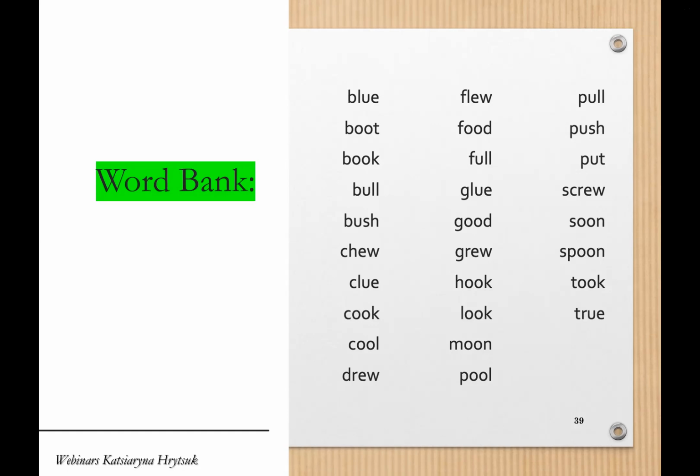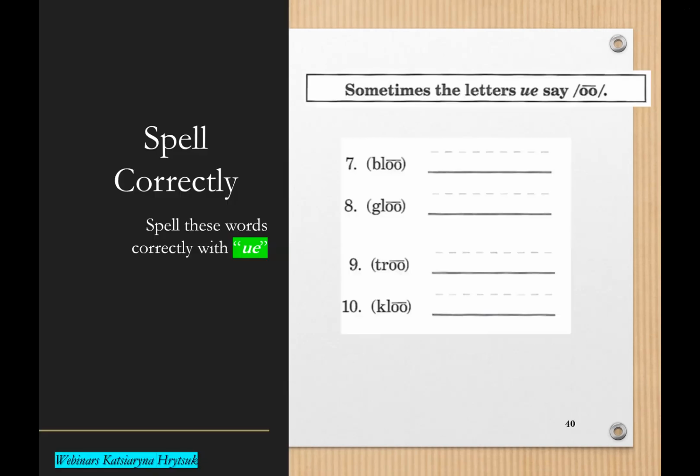Let's go. Blue, boot, book, bull, bush, chew, clue, cook, cool, draw, flew, foot, pull, glue, good, grow, hook, look, moon, push, put, scroll, stone, spoon, took, true. Sophia, can you try, please?